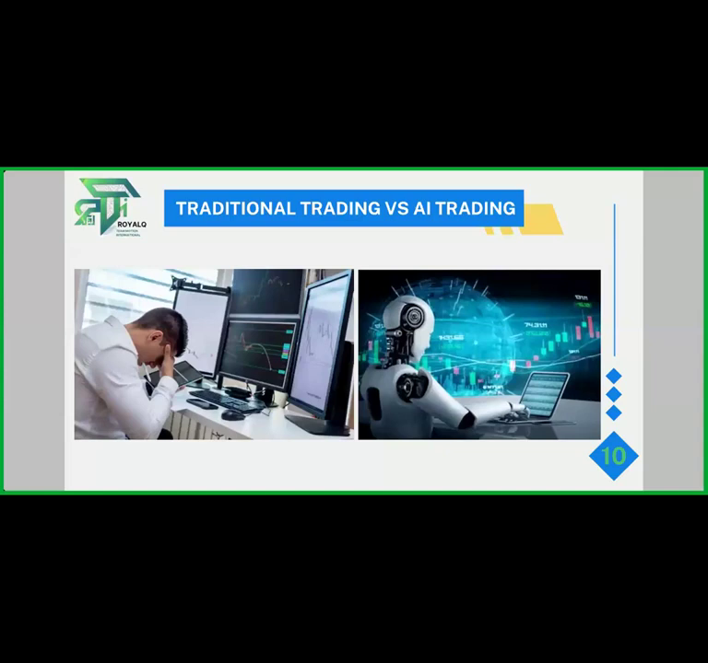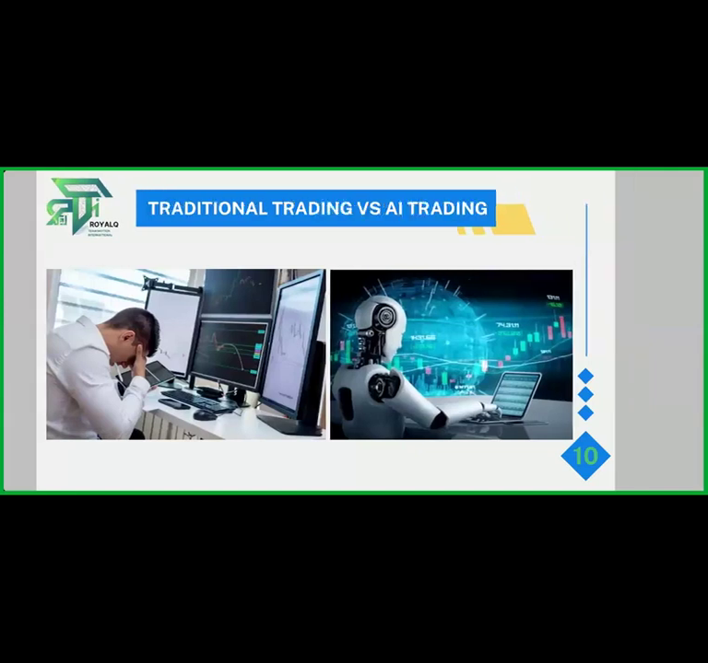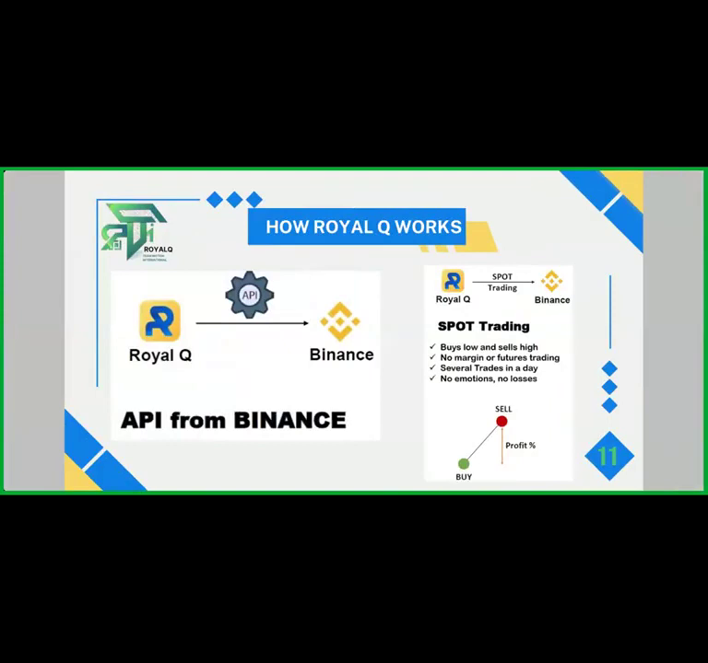It doesn't care if you have bills to pay. It doesn't care if your rent is almost due. The AI tool performs when it's supposed to perform, and that's that. It executes, it trades, and it gives results. As simple as that. All right, so how does the RealQ bot really work?